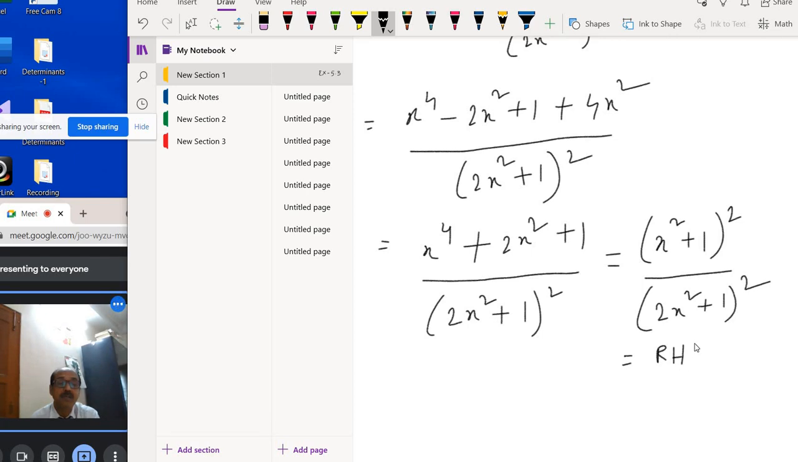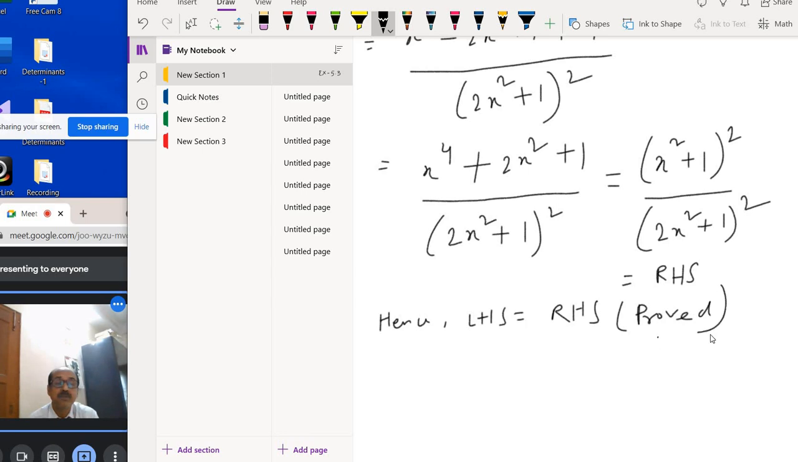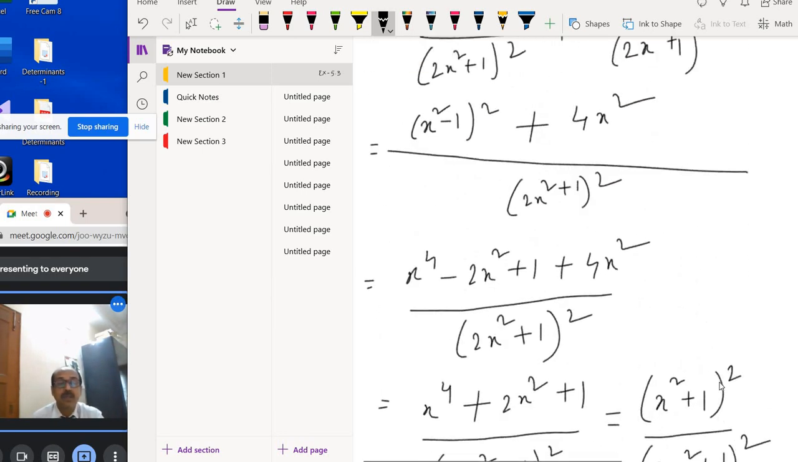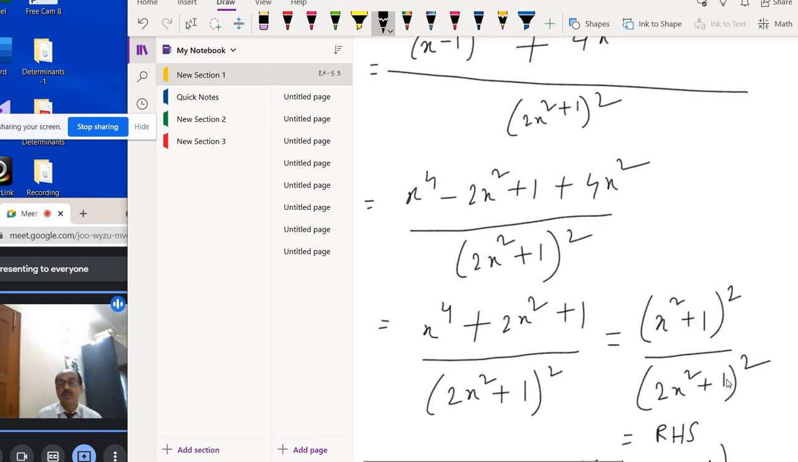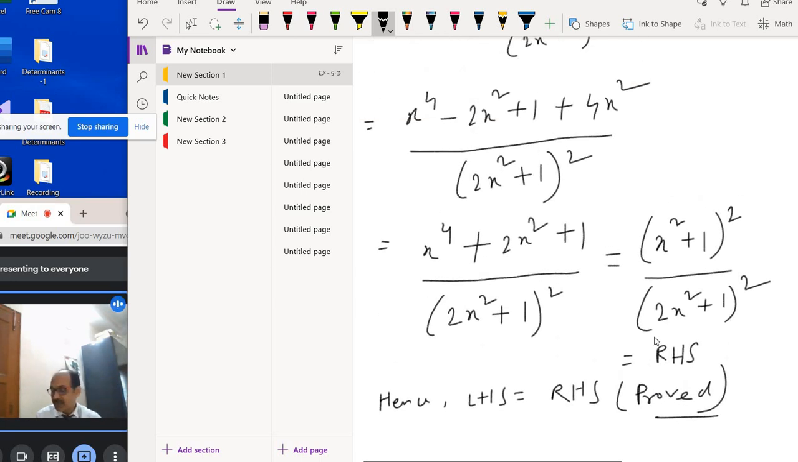This is equal to the right hand side. Hence left hand side equal to right hand side, and it is proved. Okay, written everything. Clear? Completed? Yes, sir. Completed.